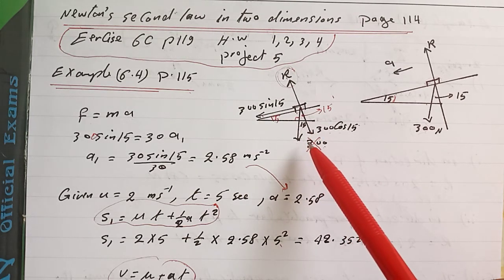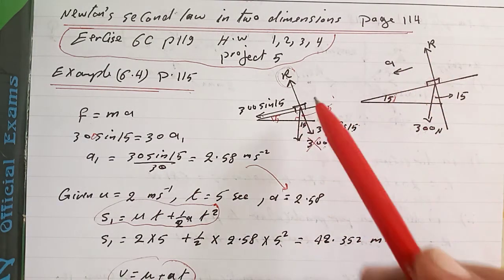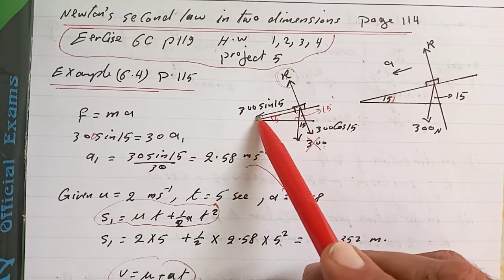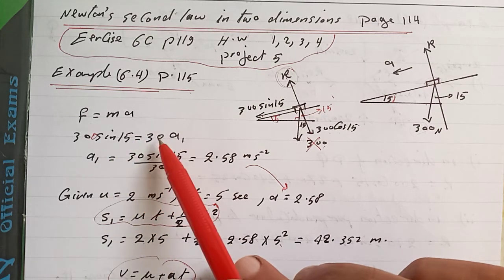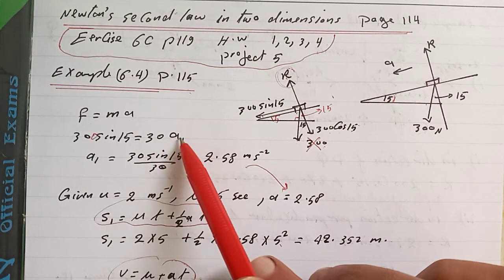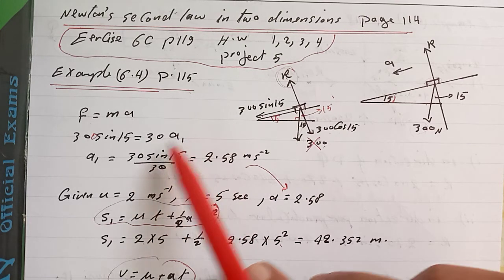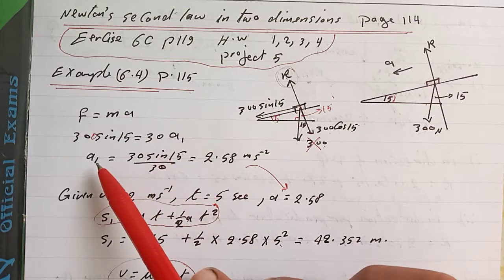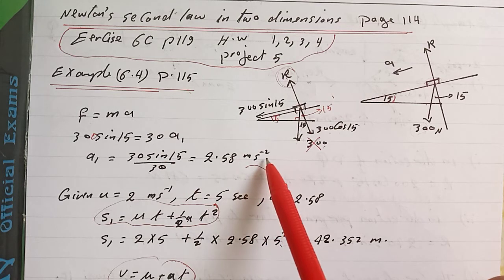we can say that F equals ma, Newton's second law. So the only force acting in this direction is the 300 sine 15. This equals ma, the mass, which is 30, times the acceleration a1, because she has 2 accelerations, before braking and after braking. So I can get the acceleration now. It's 2.58 meters per second squared.